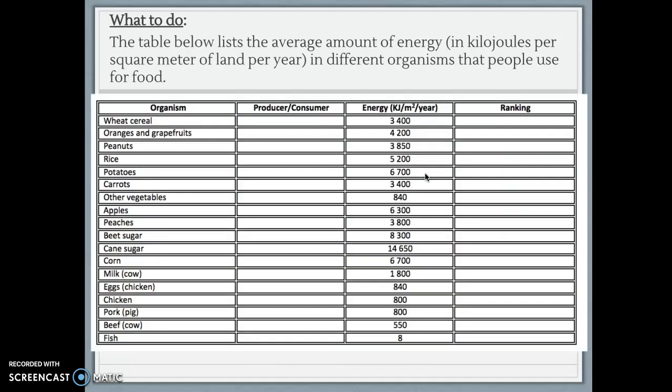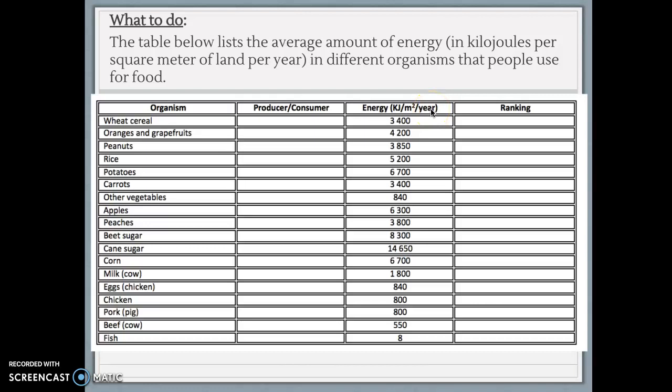And so here's what we're going to ask you to do. In this activity, you're going to see this huge data table, and the data table below lists a bunch of different organisms. And then it shows you, for example, if you were to grow wheat cereal in your field, if you were a farmer, you could obtain about 3,400 kilojoules per square meter of space in your field each year.